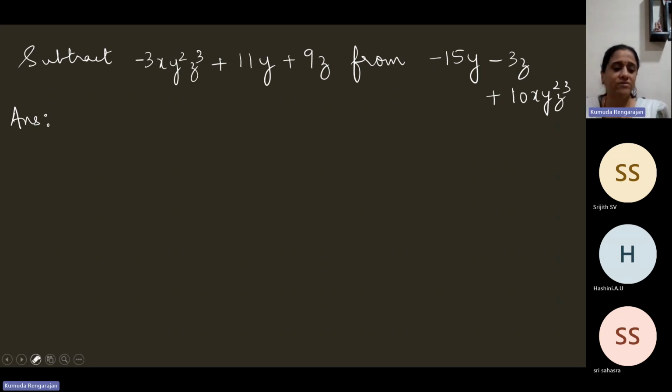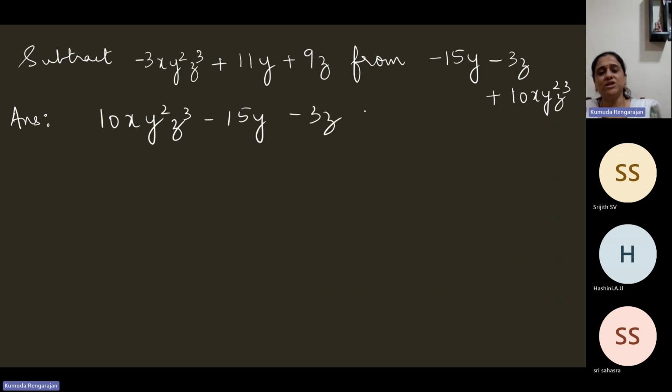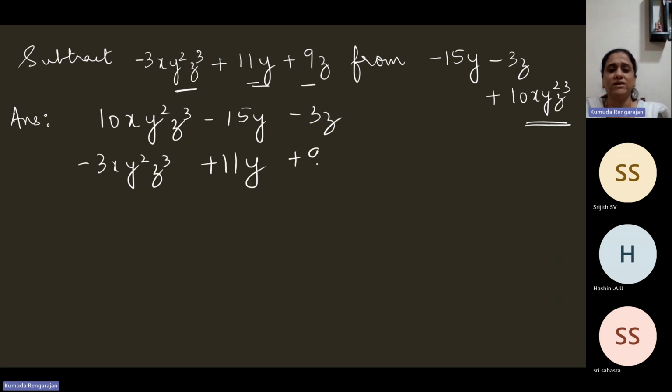Okay, so let me write 10xy squared z cubed minus 15y minus 3z. This is the expression after from. I've just rearranged the terms. I've written this one first, and then minus 15y and then minus 3z because here we have that order. You can rearrange the terms. Now write these terms below. So minus 3xy squared z cubed plus 11y plus 9z. So we have only arranged, we have not done anything. We have just arranged the expressions.